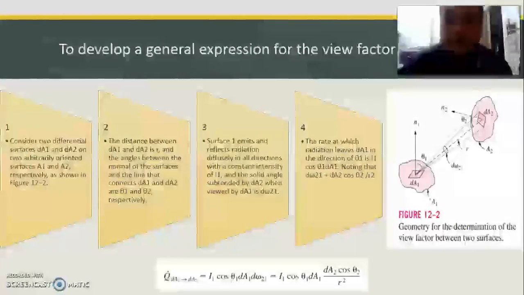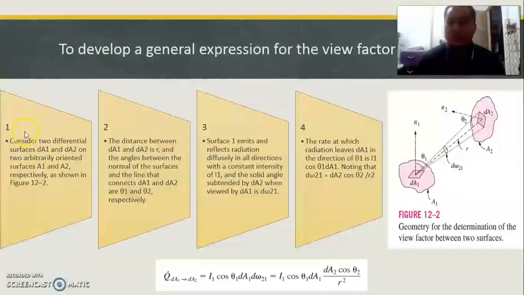To develop a general expression for the view factor, firstly consider two differential surfaces, dA1 and dA2, from figure 12.2, on two arbitrarily oriented surfaces, A1 and A2. The distance between dA1 and dA2 is r. The angles between the normals of the surfaces are theta1 and theta2. Surface 1 emits and reflects radiation diffusely in all directions with a constant intensity, and the solid angle subtended by dA2 when viewed from dA1 is d omega 2-1.